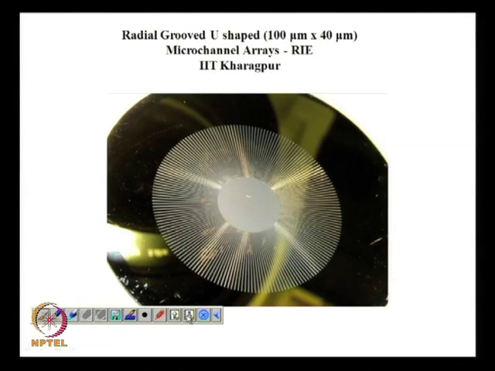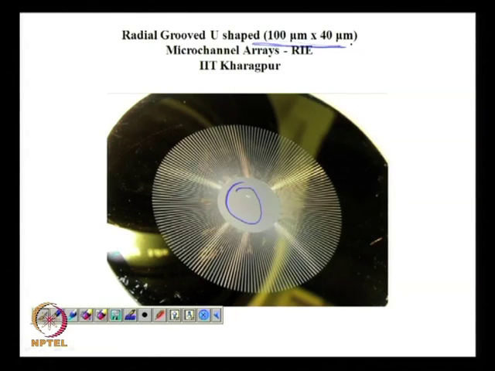This is something which we have made here. This is also based on similar concepts. The center that you see, we are going to place a heat generating component in here, and these are made here itself using reactive ion etching, but we could not go to that small channels. We were able to get about 100 micron into 40 micron.